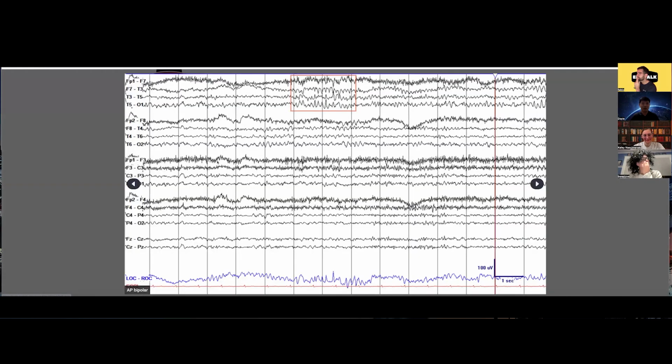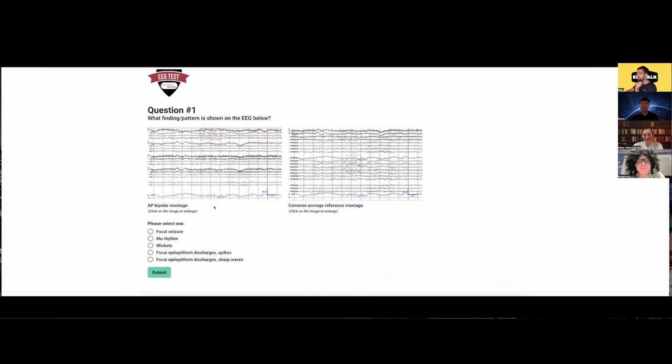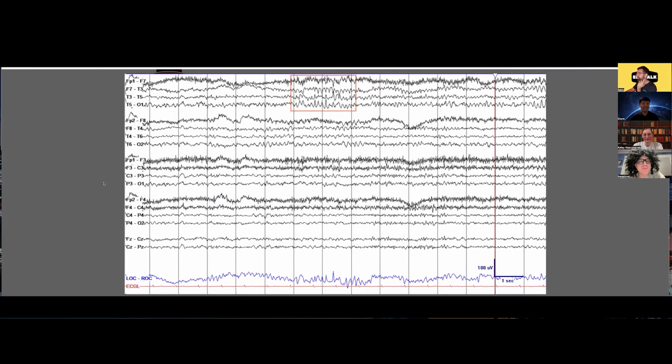Sounds good. All right. And then you have the exam. So you can click on the EEG pictures to blow them up if they're a little small. Right. And then you can decide what that is and vote on it. They're shown in two montages, just like the original. Gotcha. Oh, what is it? What do we think that is?